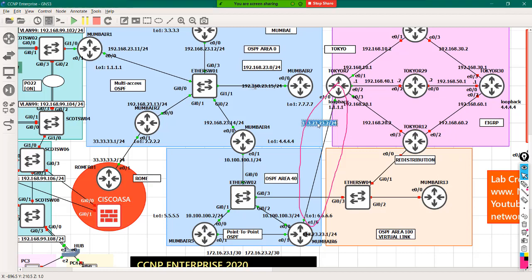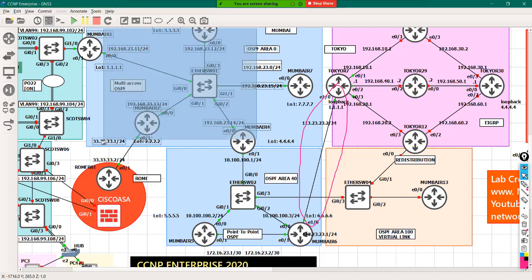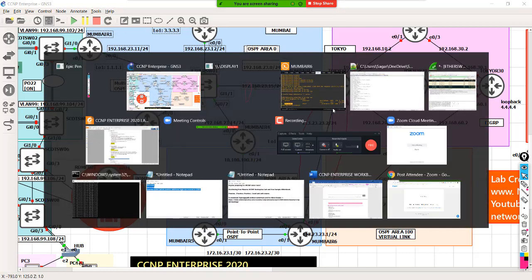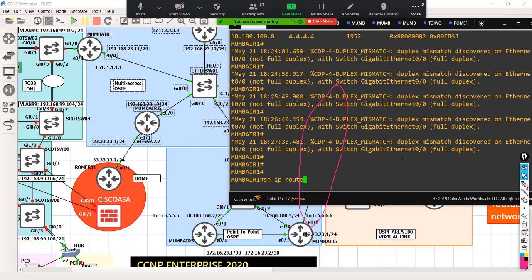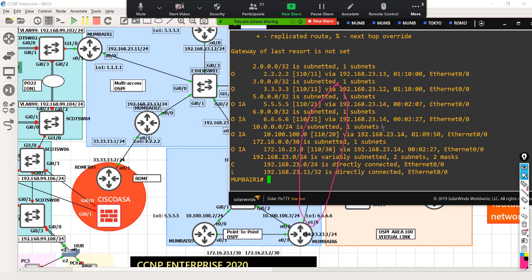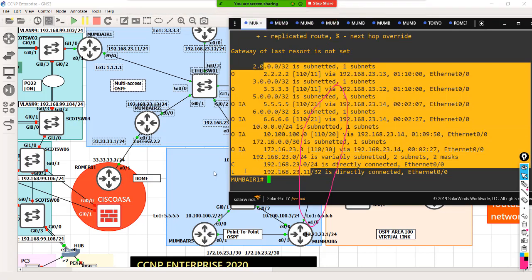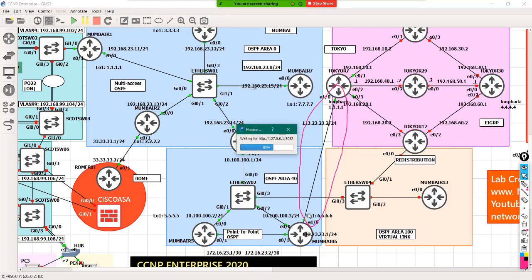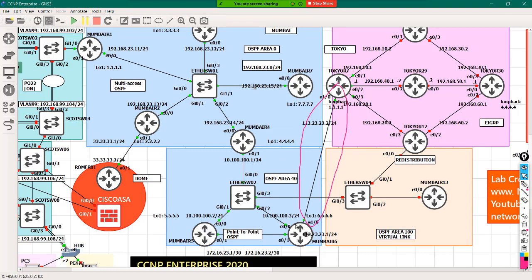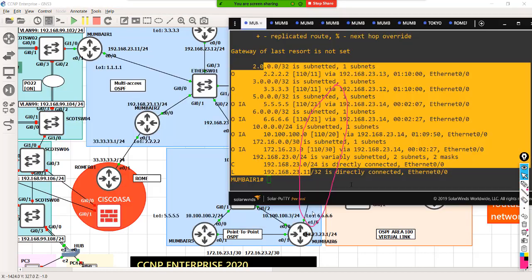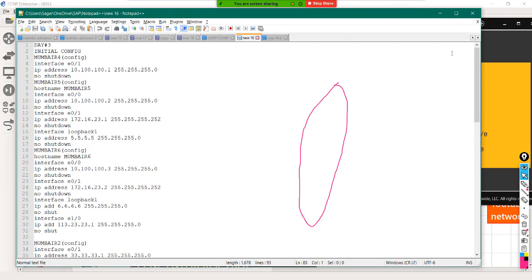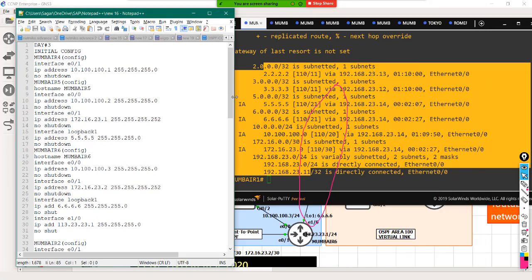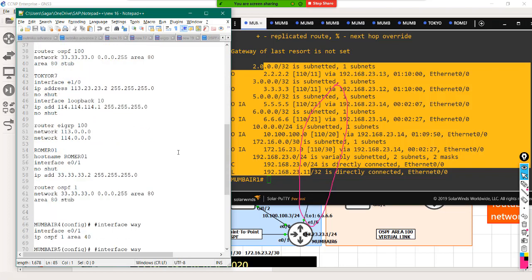Do I see this 113 on this side? We can give it a try. I have not done any configuration, so let's see, do I see 113? I don't see 113 as of now. The reason is I have not redistributed. Until you do redistribution, you will never see the routes. Now how do we do redistribution? Not very difficult commands. It's very simple.